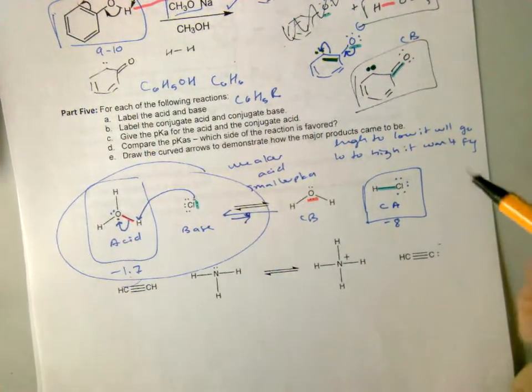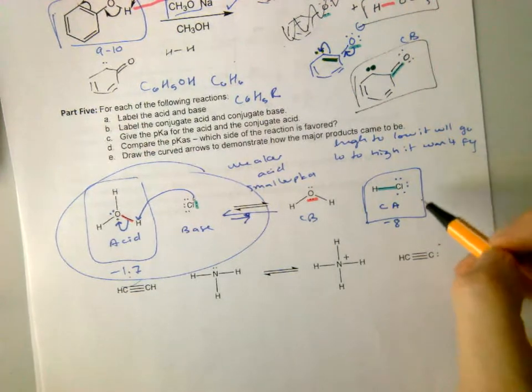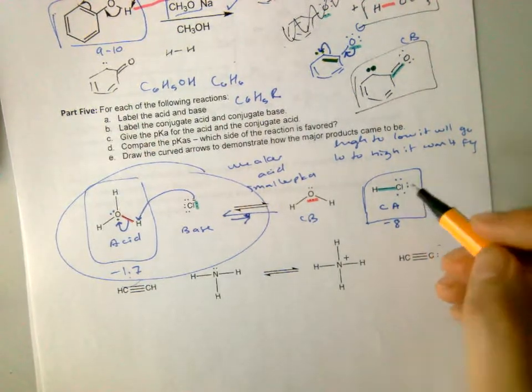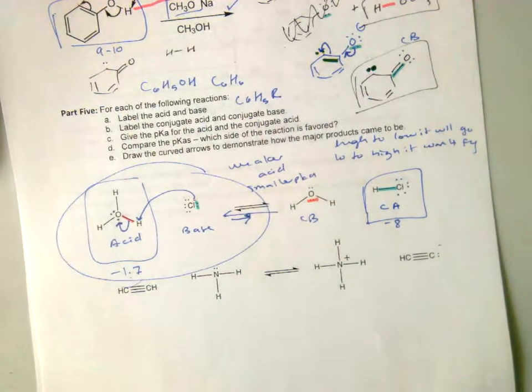And that's a good example of a leveling effect. So if you had hydrogen chloride and you dissolved it in water, it literally will not be able to get more acidic as a pKa than negative 1.7 because it'll just react with the water and hydronium will be the favored side.